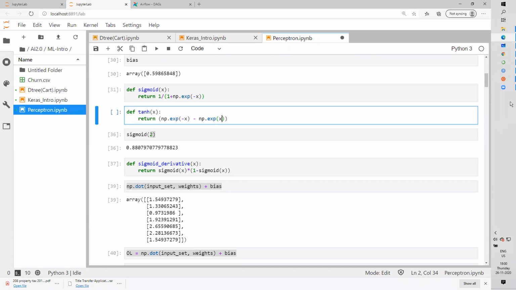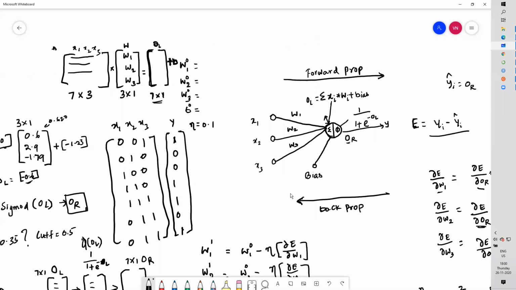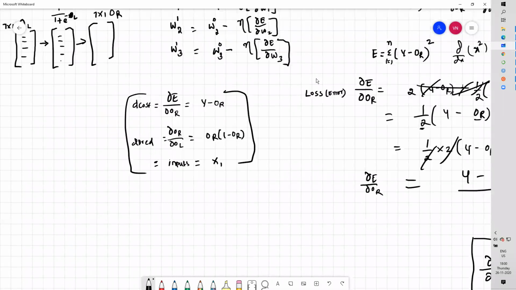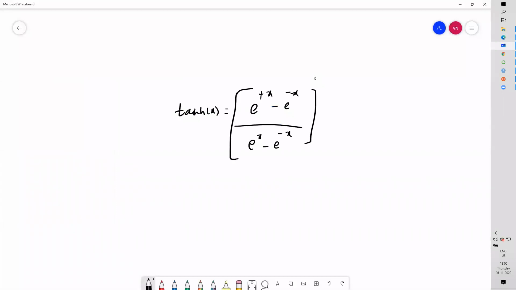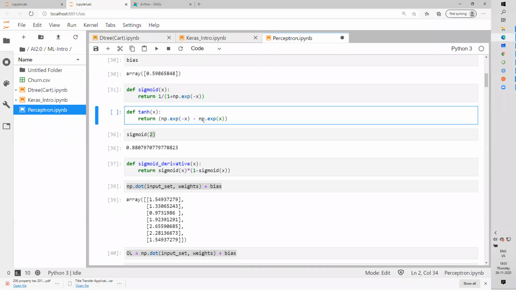Let me write that so that people are not confused. If I have to use the tan h activation function, let me write it somewhere here. Tan h of x is equal to e to the power of x minus e to the power of minus x, over e to the power of x plus e to the power of minus x. So this is the tan h equation, and we are going to write a function for it. This is plus x and this is minus x, which completes the numerator part.